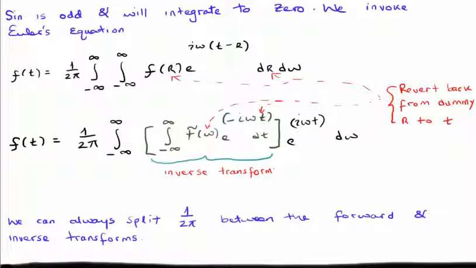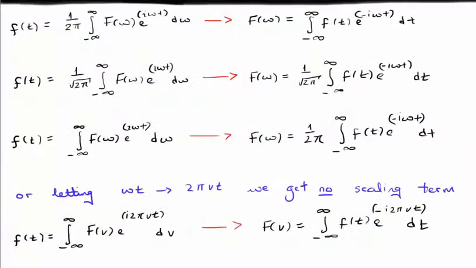Next, we split the exponential between a positive and negative exponential. We note that each of the i omega t here can be separated out, and we are left with our Fourier transform pair. We can split our Fourier transform pair in 3 different ways, which I've written here, or we can revert back to the linear frequency here. Note that I can move the constant term 1 over 2 pi between the forward and inverse transforms, no problem.